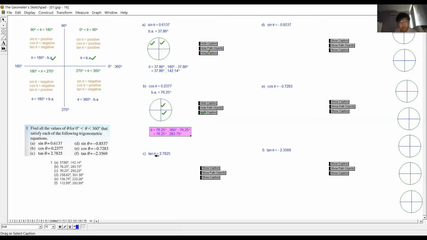Now this one, tangent 2.7825. 70.23. Correct. Positive tangent will be either third or first quadrant. So correct, 180 plus 70.23, which will be 250.23. Okay. So the answer will be 70.23 or 250.23, correct.